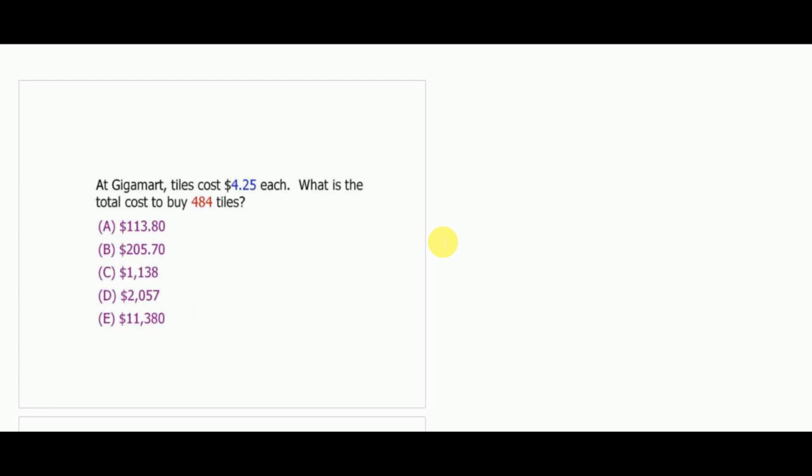At Gigamart, tiles cost $4.25 each. What is the total cost to buy 484 tiles? So once again, you will never get a question as easy as this on the GRE, but it's highly probable that to solve a question properly, you may have to solve this expression.